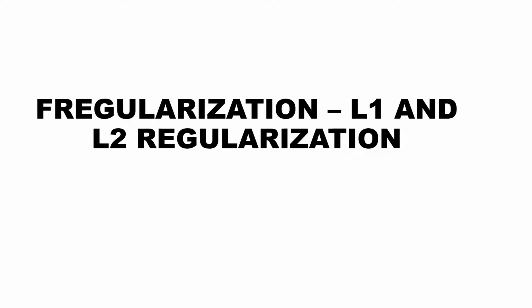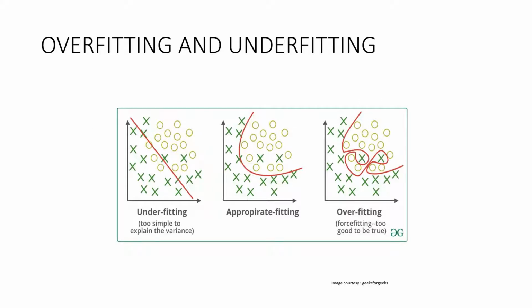Overfitting is a phenomenon that occurs when a machine learning model is constrained to the training set and not able to perform well on unseen data. Regularization is a technique used to reduce the errors by fitting the function appropriately on the given training set and avoid overfitting.